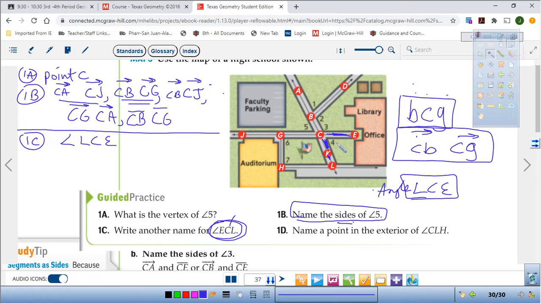I think somebody else put here, I wasn't looking at the chat, but you can put angle 4, right? You can put angle 4. So right here, Ava, I can't put the number 4. I need to put angle 4. I can't put LCE. I need to put angle LCE. Any other thing I could put?